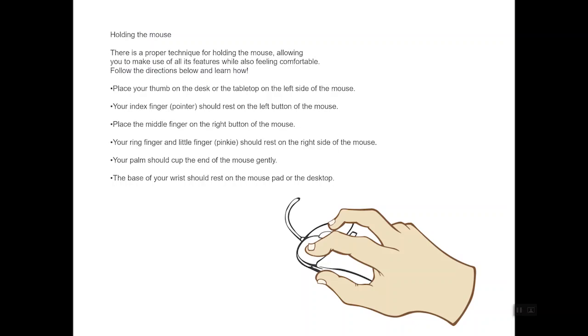First, we will learn how to hold a mouse. Place your thumb on the desk or tabletop to the left of the mouse. Place your index finger on the left mouse button. Place your middle finger on the right mouse button. Place your ring finger and your pinky on the right side of the mouse.